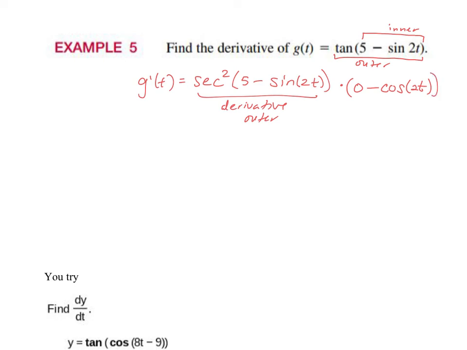But here's a problem. When I go to take the derivative of sine of 2t, that wasn't just the derivative of sine of an angle. It was the derivative of sine of a function of t. So I need to look at this as an inside of the inside here. I also need to multiply by the derivative of that, which is 2. So the inner portion of this problem had an inside of that as well. So not only did I need the derivative of the inner function, but I also needed the derivative of the inside of the inner function.